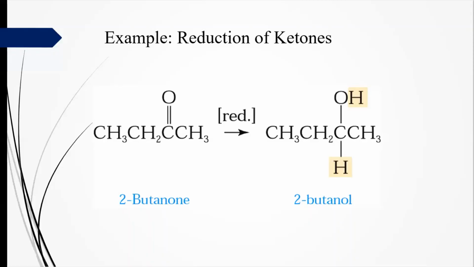A great reducing agent is Cr2O7 2-, the dichromate ion. We can use that for a lot of our different reductions. We can use that for our ketones. We can also use that for our aldehydes to get them into primary alcohols. So that also works as well.